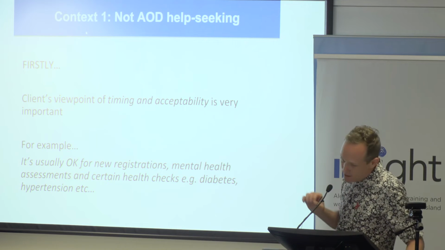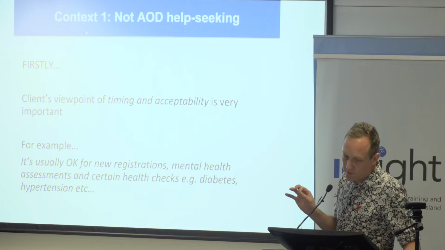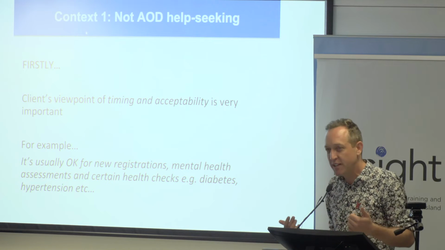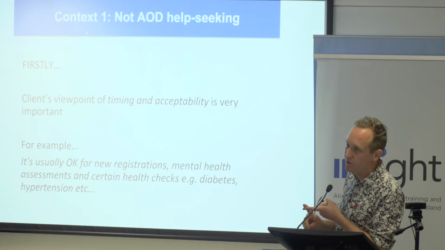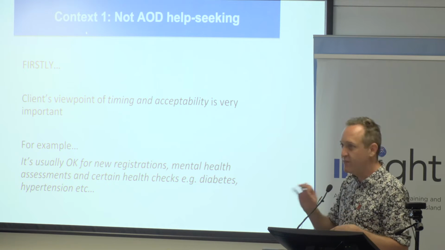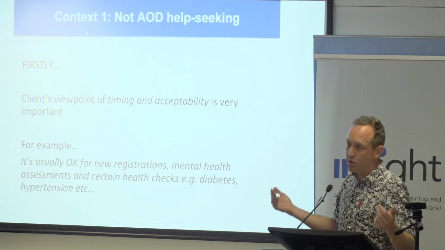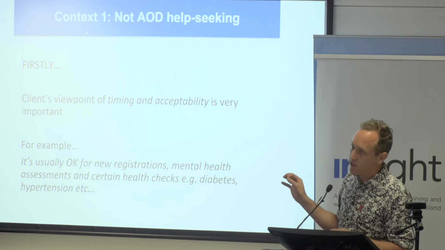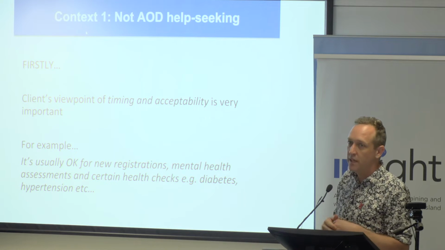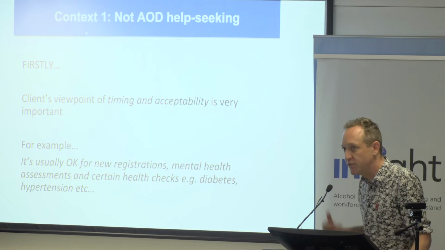If it is an opportunistic BI and the client or the patient isn't there to see you about their alcohol and drug use, the notion of timing and acceptability is really, really important. Most people expect to be asked about their substance use if they're registering for the first time at, say, a GP surgery, or it's their first appointment and they're filling out the big clipboard, and they understand that their substance use might affect whatever they're signing up for in some ways. So with certain health checks such as diabetes, hypertension, or a mental health assessment, people would expect to be asked about their substance use and are much happier to engage in a conversation because they see the links.